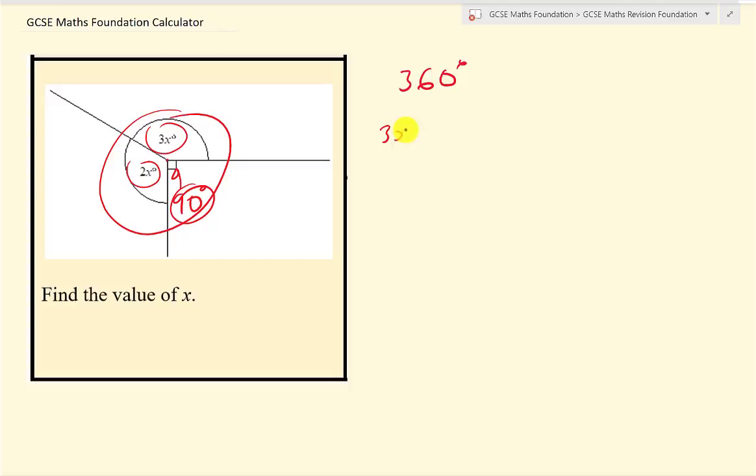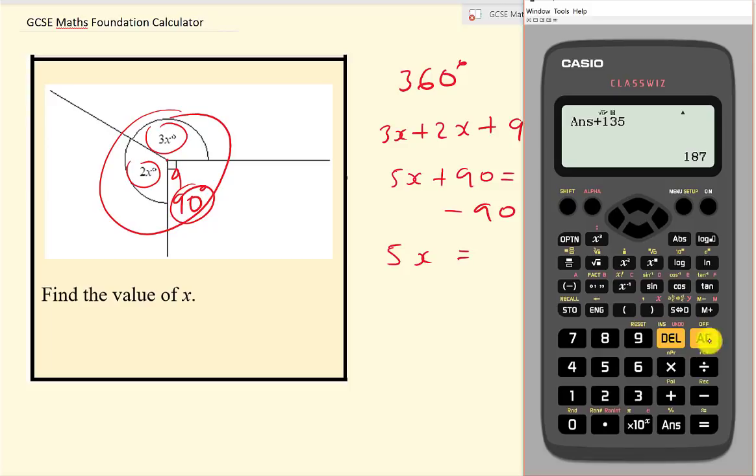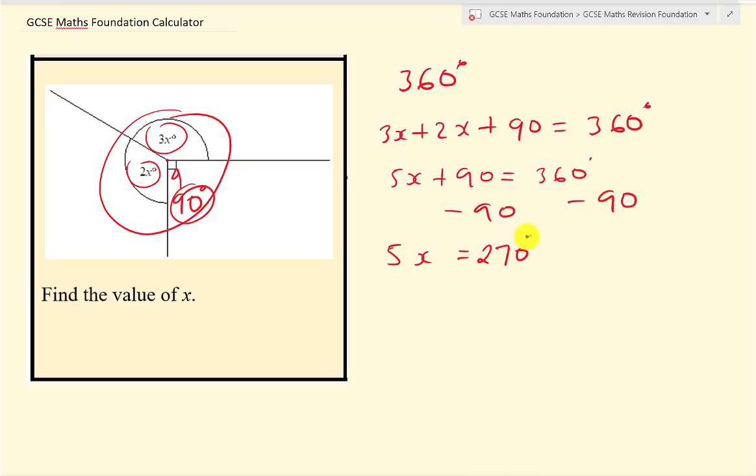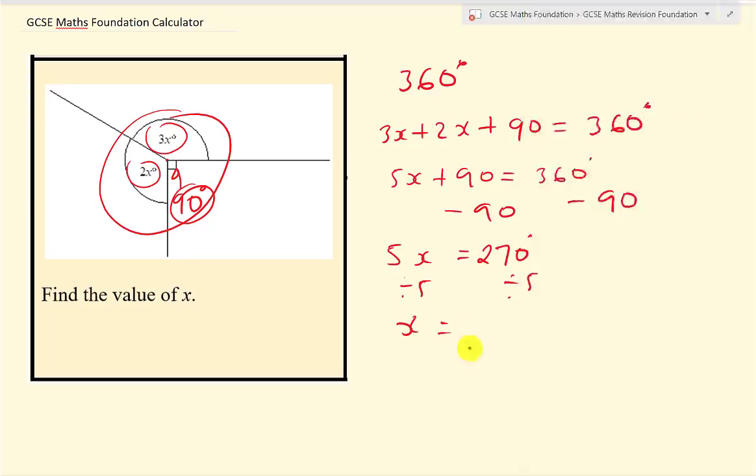So let's add them together. We have 3x plus 2x plus 90 should be equal to 360 degrees. Now we've formed an equation. Let's solve it. 2x add 3x is 5x, plus 90 is equal to 360 degrees. Now solve the equation: minus 90 from both sides. So 5x is equal to 360 minus 90, use a calculator if you're not sure, that gives us 270 degrees. Then divide by 5 on both sides. x is equal to 270 divided by 5, and that gives us 54 degrees. So the value of x is 54.